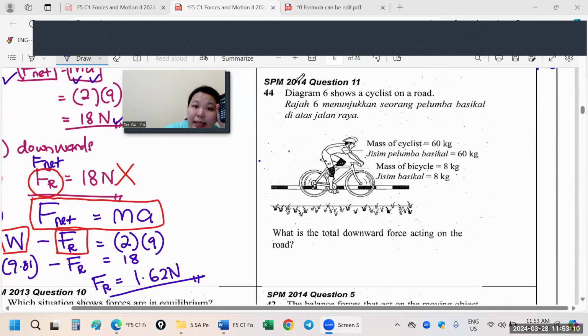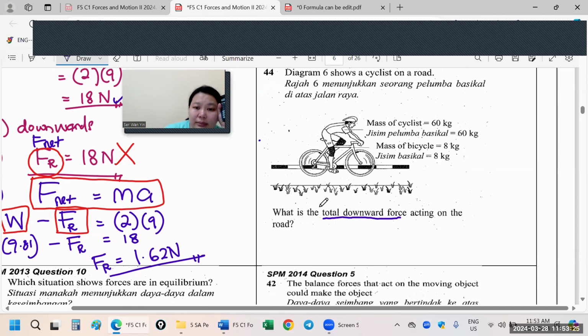Right, now diagram 6 shows a cyclist on the route. Okay, mass of the cyclist 60, mass of the bicycle 8. What is the total downward force acting on the route? Answer?